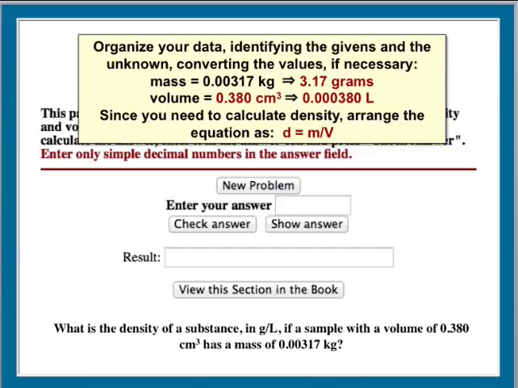Here we have cubic centimeters. We want liters for some reason. So we have to divide this by 1,000. And now we just calculate our density. It should be about 8340 as the correct answer. Any questions? Go ahead and try these.